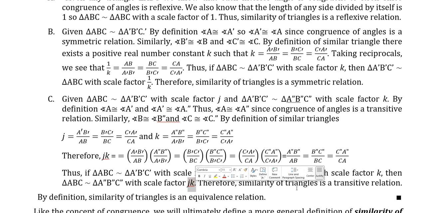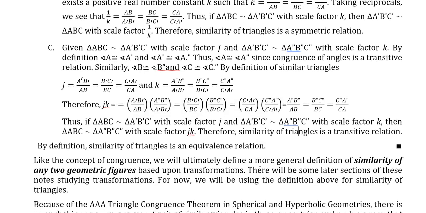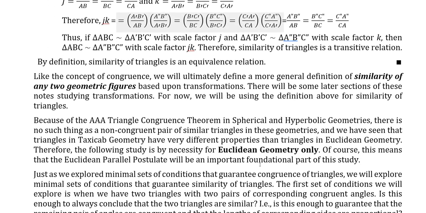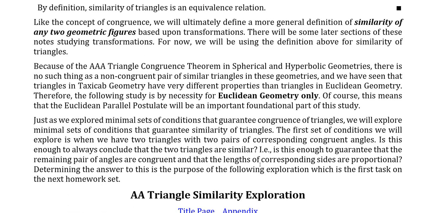Therefore, similarity of triangles is a transitive relation. Since that relation is reflexive, symmetric, and transitive, by definition, the relation similarity of triangles is an equivalence relation. So that gives us similarity classes.